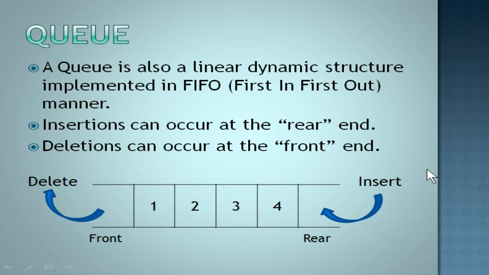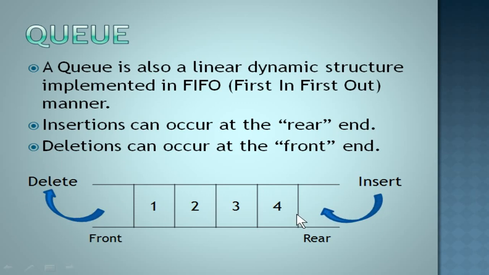Next concept is queue. A queue is a linear dynamic structure. Again, these three are linear dynamic structures: linked list, stack and queue. A queue is implemented in another algorithm called FIFO, first in first out manner. Normally queue is a common word used when you stand in a queue. The first person who goes into the queue will be the first person to come out of the queue. The same concept is used here. Insertion can occur at the rear end, and deletion can occur at the front end. You can see here, insertion is from the back and deletion from the front.